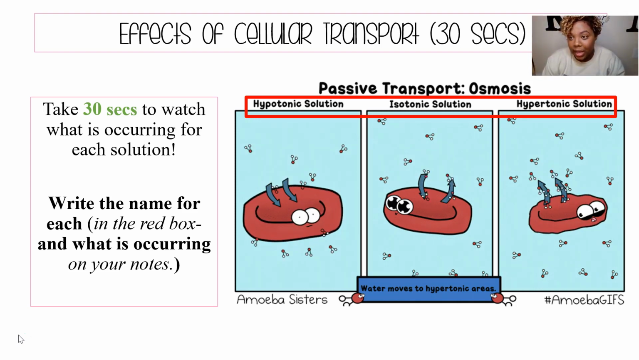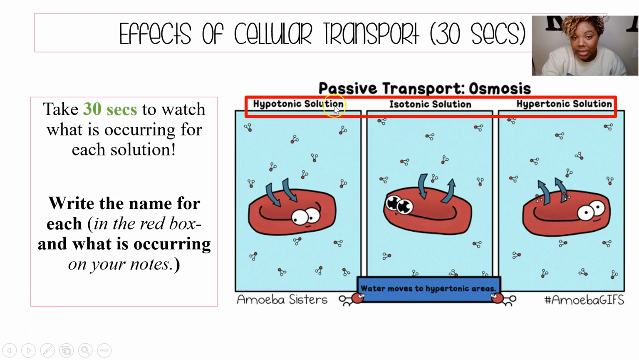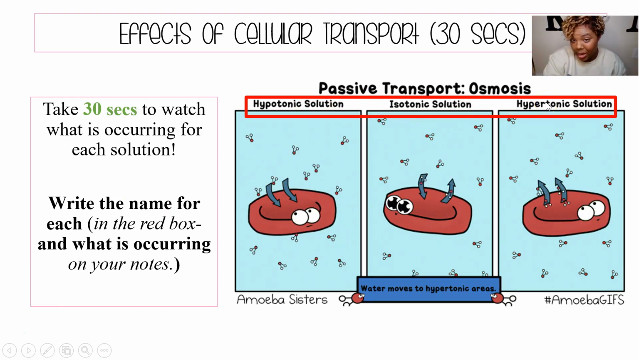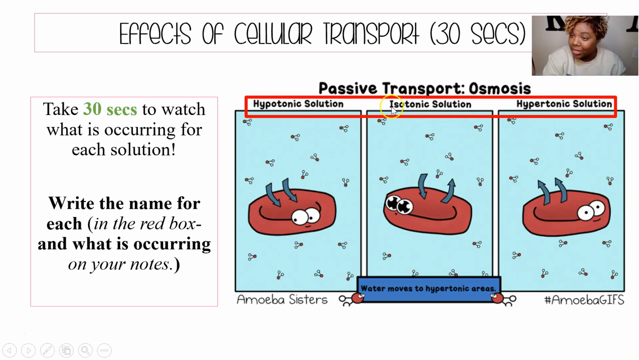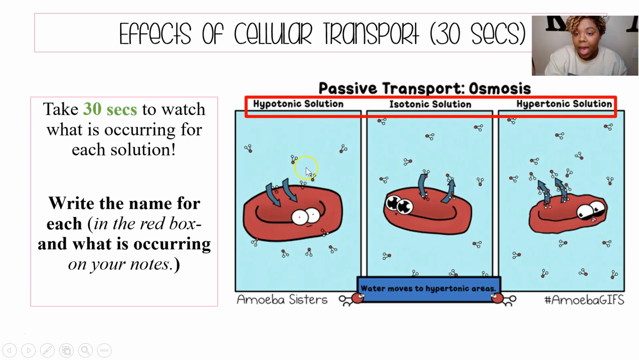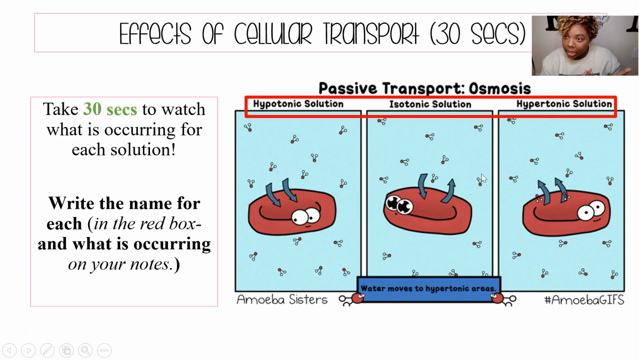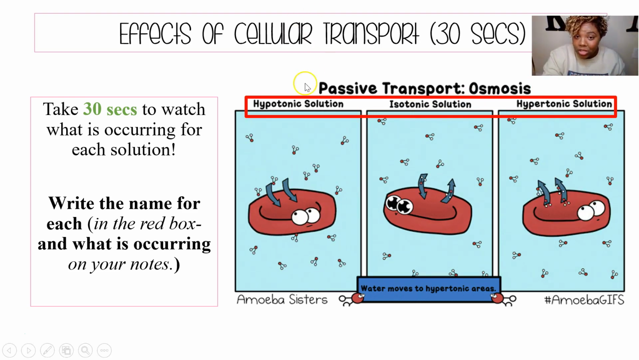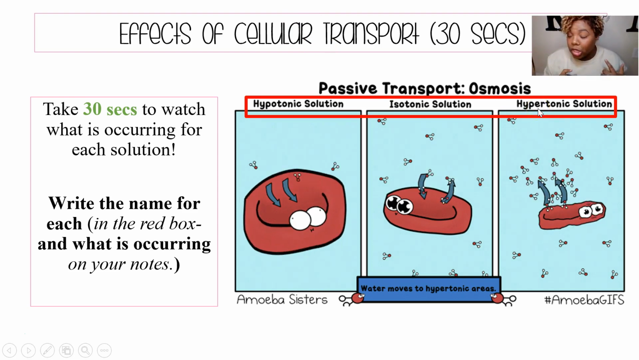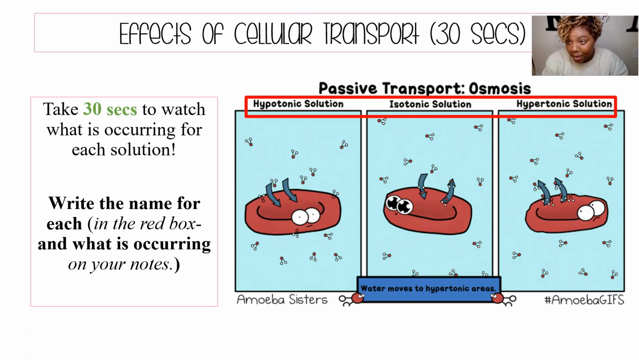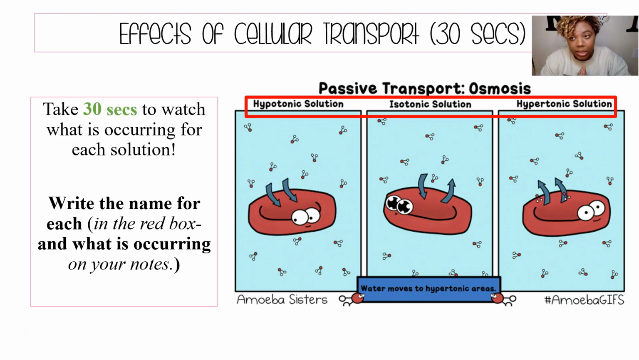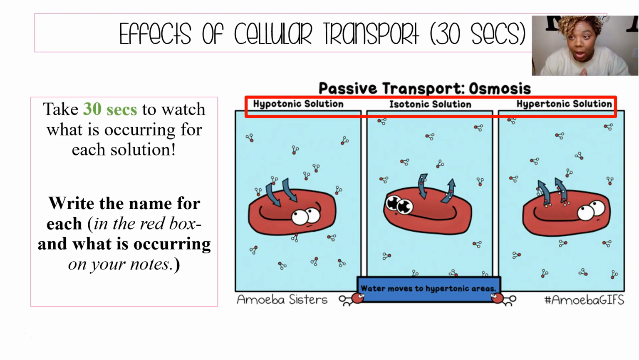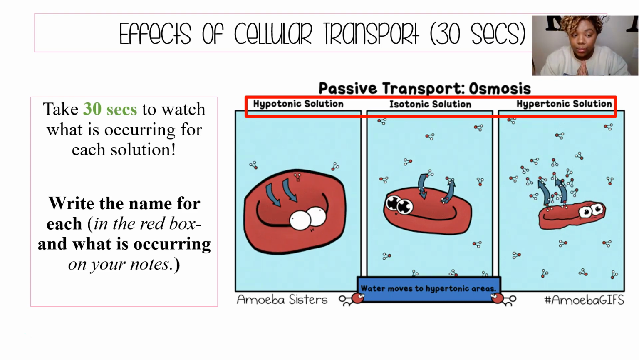I want you guys to look at this right here. So you see the different names. There's hypotonic, isotonic, and hypertonic. Again, hypotonic, isotonic, and hypertonic. I actually want to give you about 20 seconds to look at this. And on your paper, I want you to write down these 3 words, and I want you to tell me what you see happening. So I'm actually going to be quiet for like 20 seconds. It's going to be weird. And I want you to write down your observations. Go.